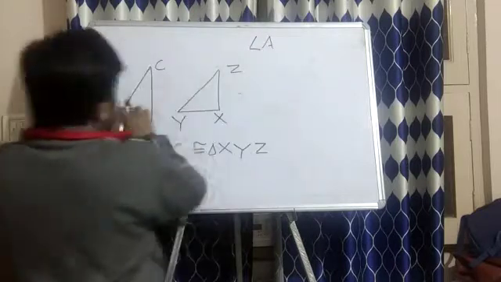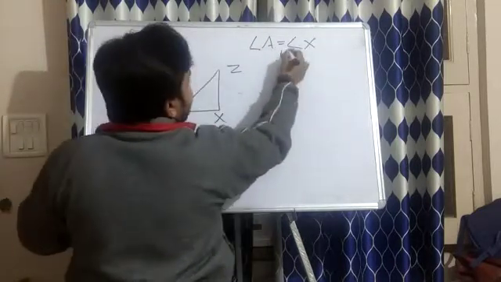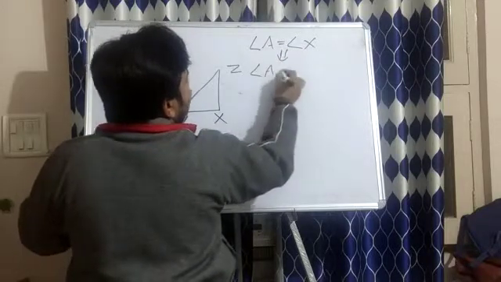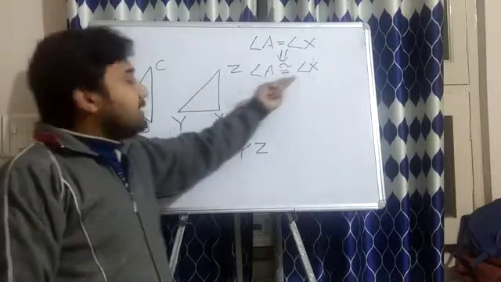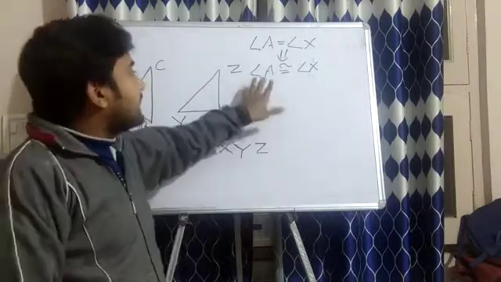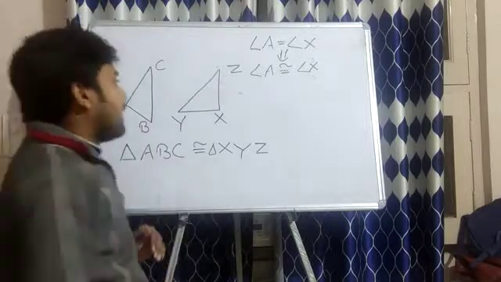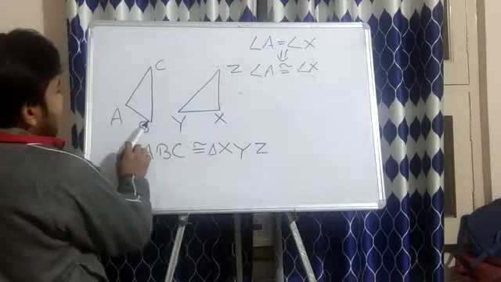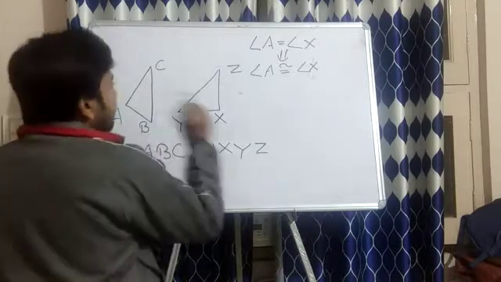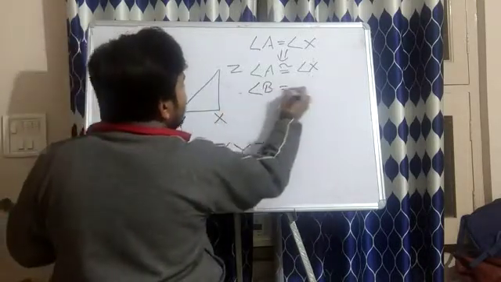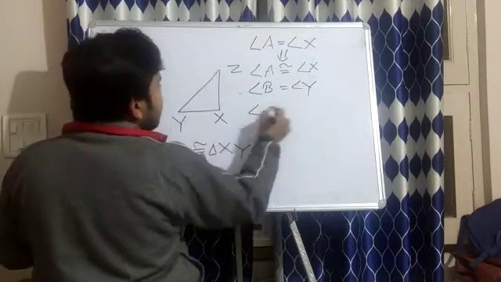So angle A will fall over angle X. We can also write it like this: angle A will be congruent to angle X. Now, when two angles are congruent, it simply means that the measure of the angle will be equal. Similarly, angle B will be equal to angle Y, and similarly angle C will fall over angle Z.